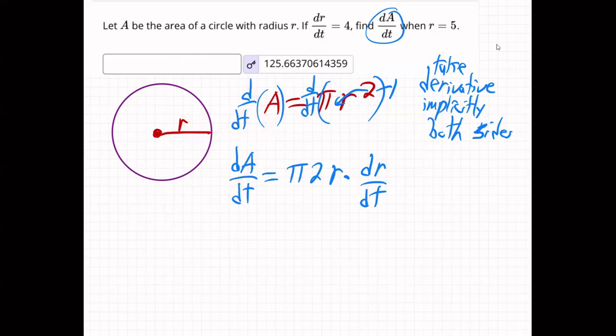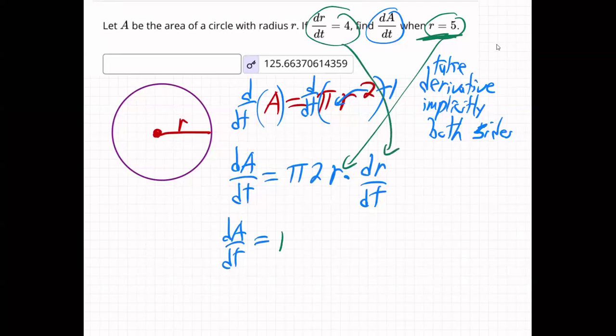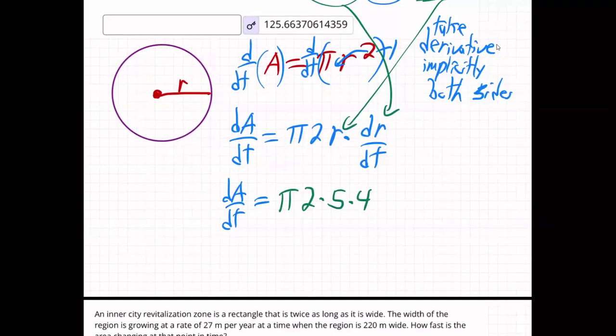All right, so that's the question. Find dA/dt. Find out how fast the circle's area is getting bigger. So dA/dt when r is 5. So put in 5 and dr/dt is 4. Put in 4. So it's pi times 2 times 5 times 4. And so that's going to equal, what is that? 40 pi. And I'm sure you could put the answer in that way, or you can put it in that way. Either way, that's how fast the area changes.